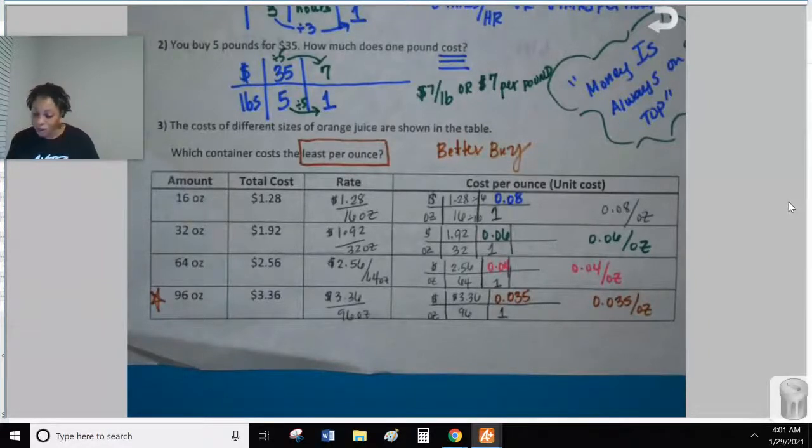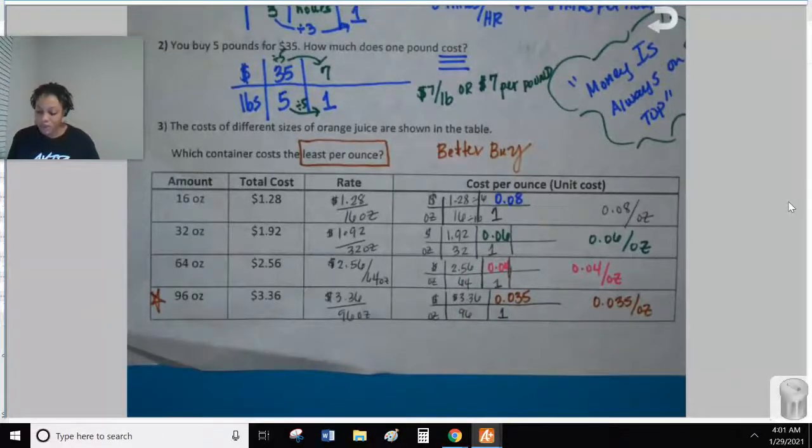Notice how I set up all of my H charts, divided by my denominators, put in my unit rates, and wrote out my rates. Remember, money is always on top. So hopefully you understand rate and unit rate. Let's go practice.